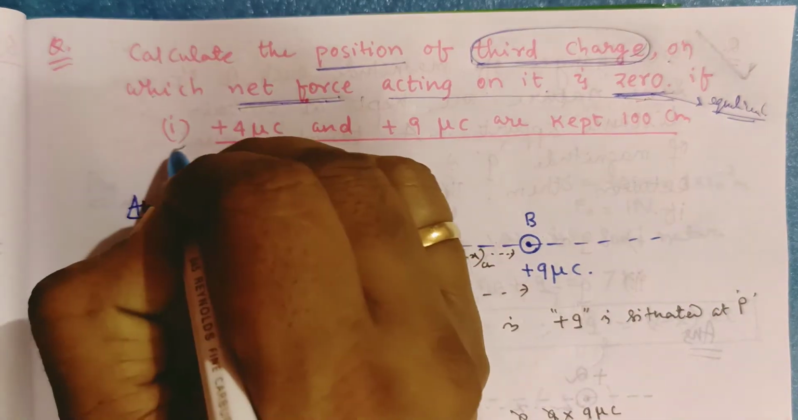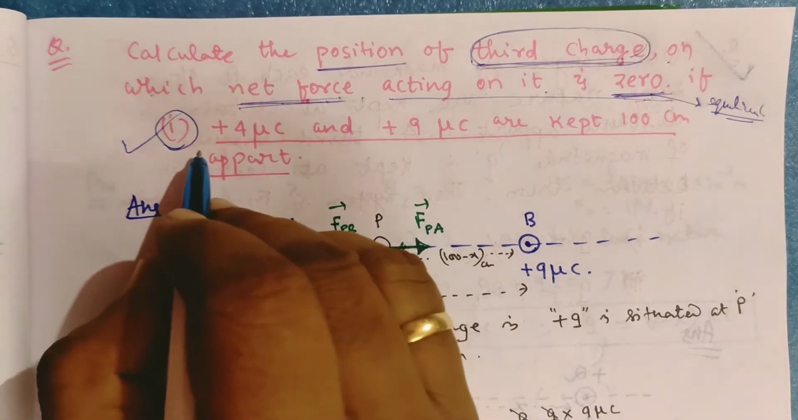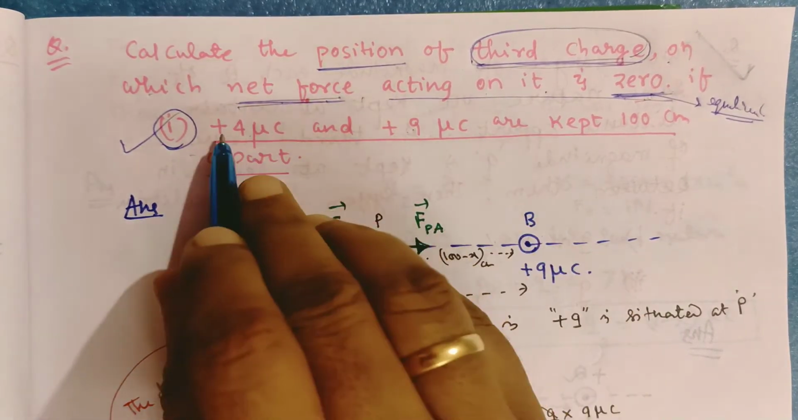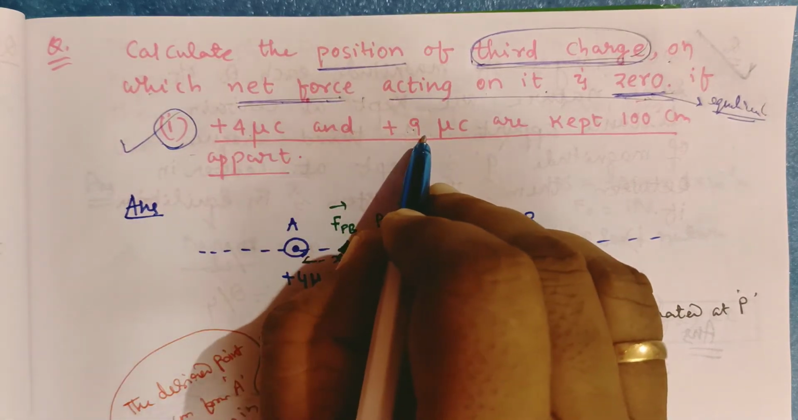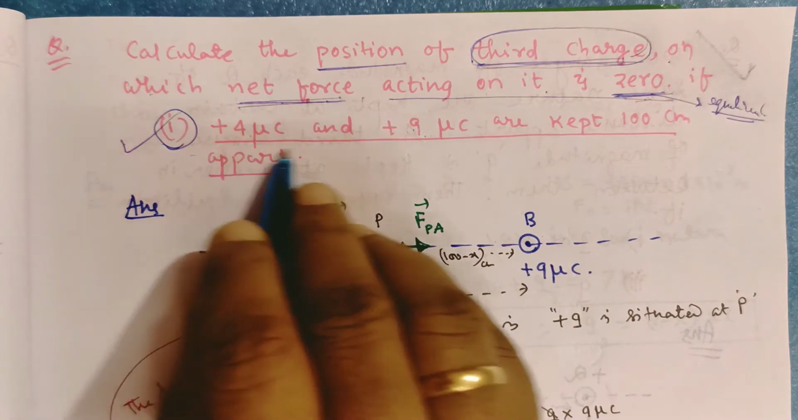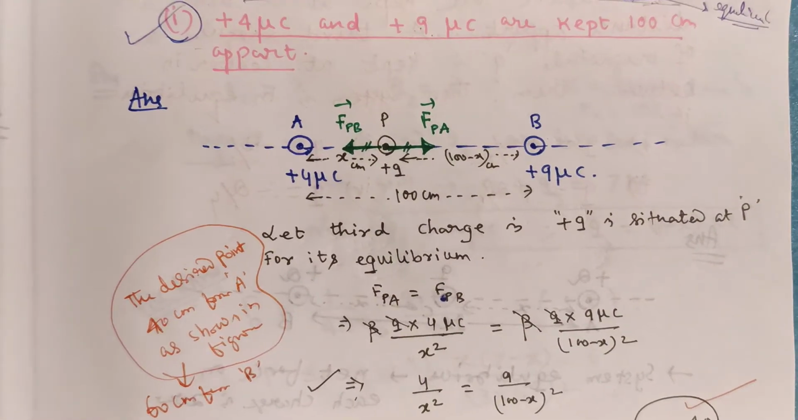Now first, there are two types of question. One is the same variety of charge, plus plus or minus minus. The second will be one positive and one negative. Now we have to proceed with the same variety of charge. Now you see the diagram very properly.